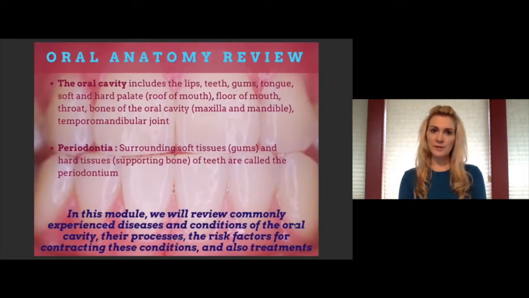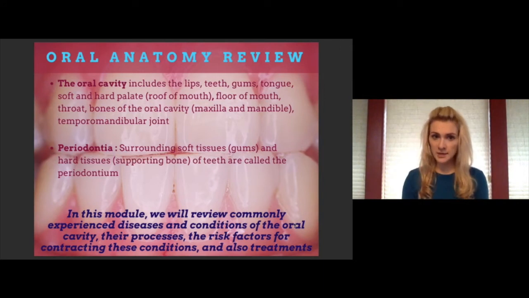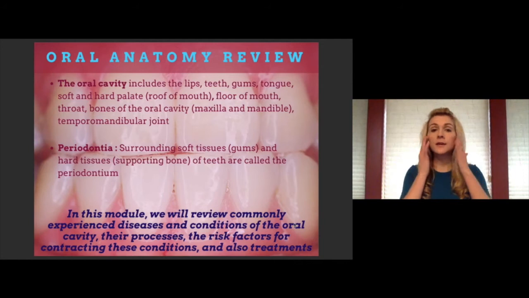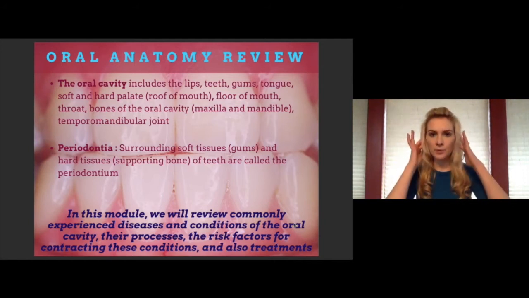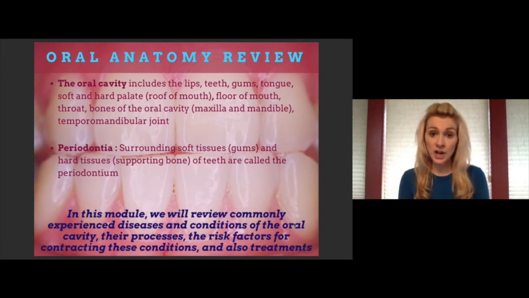So let's briefly review oral anatomy. The oral cavity includes the lips, the teeth, the gums, the tongue, the soft and hard palates or roof of the mouth, the floor of the mouth underneath the tongue, the throat, the bones of the oral cavity including the maxilla and the mandible, and the temporomandibular joint or jaw joint. The periodontia describes the surrounding soft tissues or gums and also the hard tissues supporting bones of the teeth.